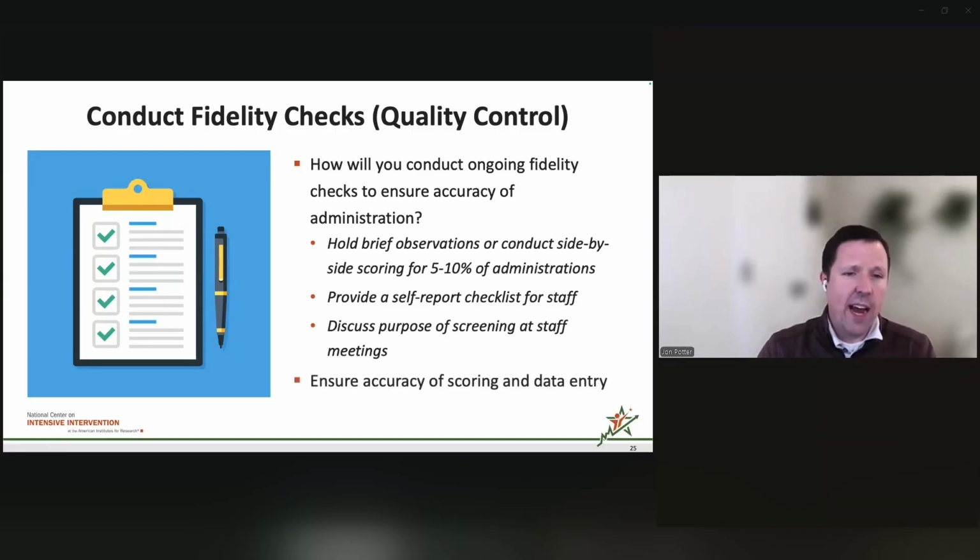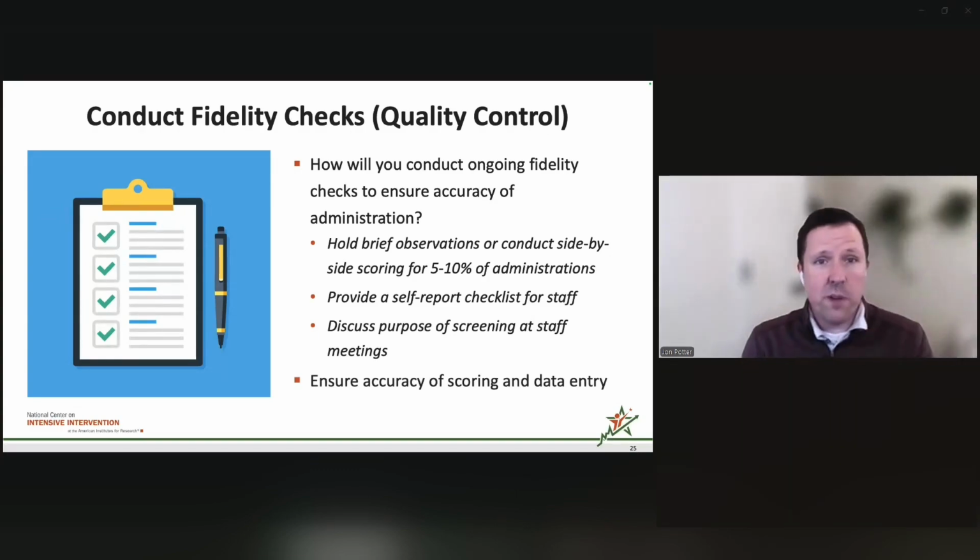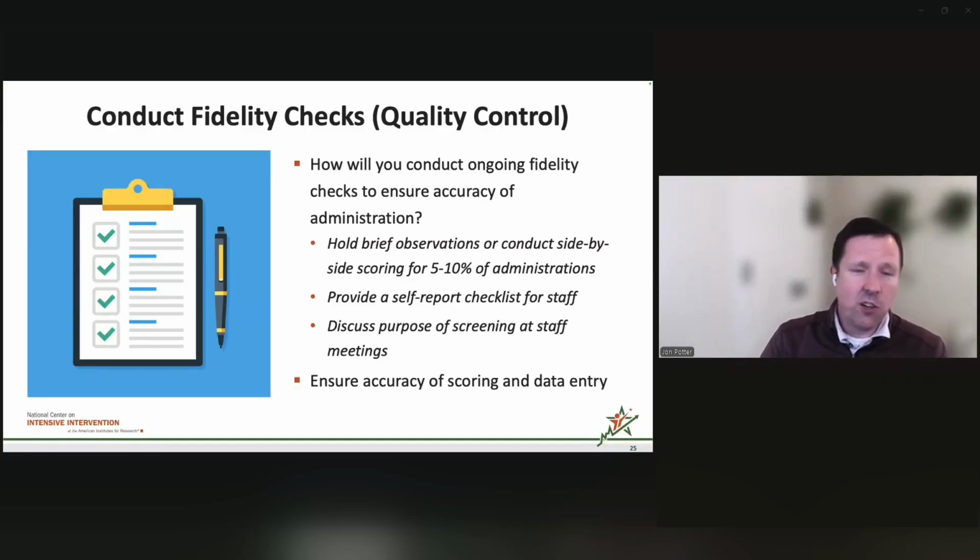And then ensure accuracy of scoring and data entry. If you're doing a computer-administered assessment, like on an iPad, it'll score and enter it for you. But if you have to take a score and transfer it and enter it, make sure that those are being entered correctly. Maybe it's going back to a random number of probes, checking: here's the paper probe, this kid got this score, is that the same score as what got entered? Or maybe it's one person who's doing all the entering, so you're not having teachers enter their own data. But you need to make sure that you've got accurate data entered.